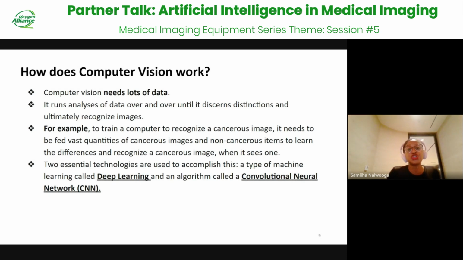Two essential technologies are used to accomplish this. We have a type of machine learning, and I explained what machine learning is, but there's a particular type called deep learning, and an algorithm called the convolutional neural network. Every time you see image processing being done, say, using a CT scan, they're actually using convolutional neural networks. There are different architectures that perform different tasks, but they're using a convolutional neural network, and that's computer vision.